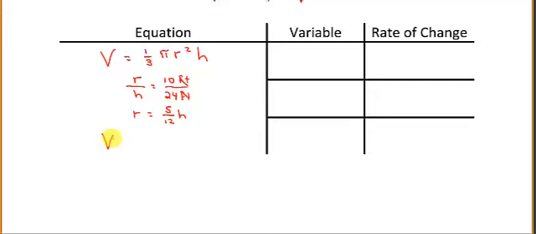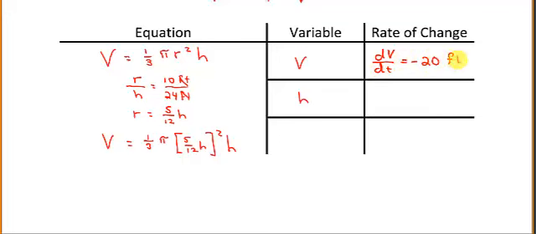So I'll have V is equal to 1/3 pi times R squared, that's 5 over 12 H squared times h. So I just have V and h now in this. These are the two variables, V and h. I don't know what V is, but I know that dV/dt is negative 20 cubic feet per minute.